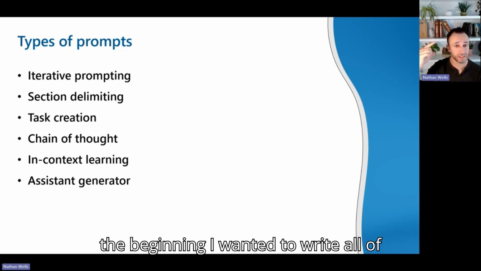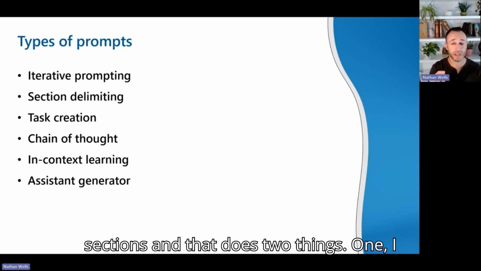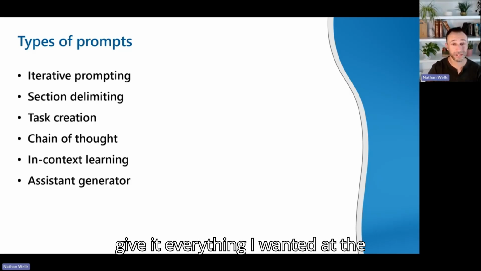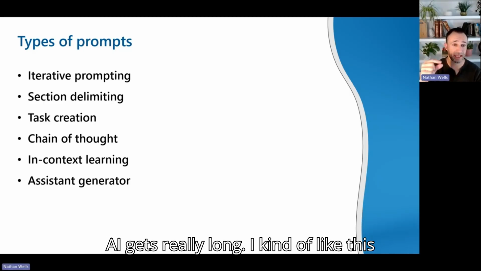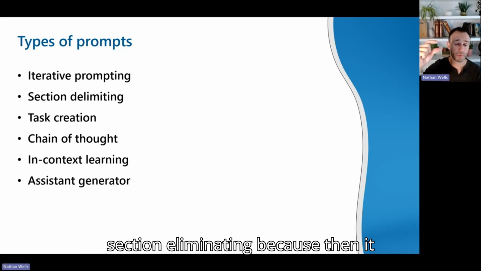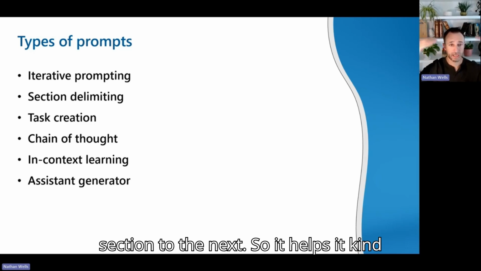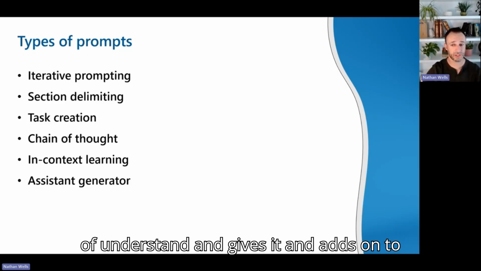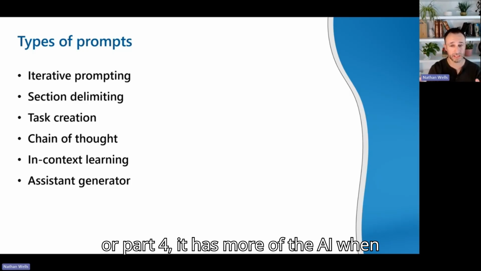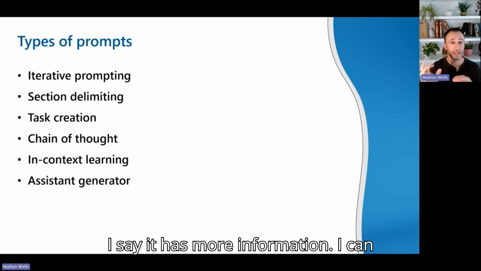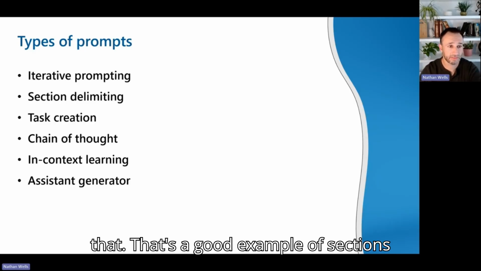So I knew at the beginning I wanted it to write all of this, but I'm breaking it down into sections. And that does 2 things. One, I have seen work really well, where I just give it everything I wanted at the beginning. But then the response from the AI gets really long. I kind of like the section delimiting because then it breaks it down and adds to it from one section to the next. So it helps it kind of understand and adds on to it. So by the time I get to part 3 or part 4, the AI has more information and can add on what it needs to. So that's a good example of section delimiting.